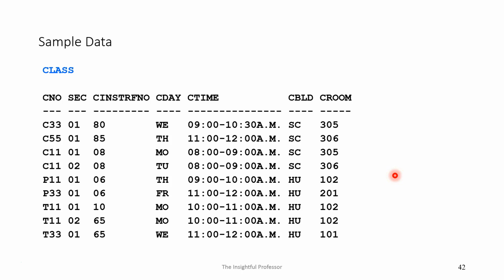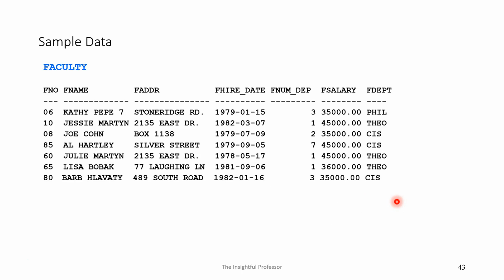Class. Each class represents a scheduled offering of some course. The course is identified in CNO. The class is uniquely identified by using a combination of the course number and a section number. Notice that the course number by itself does not uniquely identify a row. We have multiple courses for C11, multiple courses for T11. And section number by itself does not uniquely identify a row. Multiple instances of 01, multiple instances of 02. And once again, we've got some information about where and when the class will be delivered.